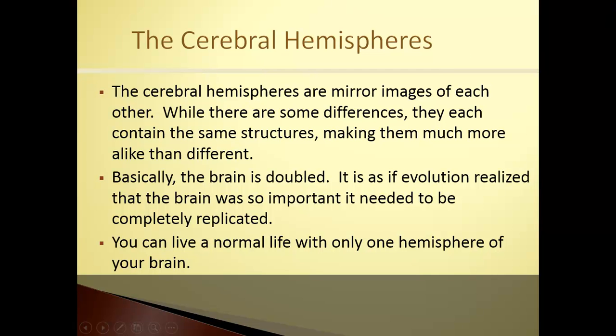A couple of things about the cerebral hemispheres: they're mirror images of each other for the most part. There are some slight differences, and we'll talk about that when we talk about things like language. Language is in the left hemisphere, but for the most part, they're mirror images of each other. It's as if nature said this organ is so important, we're going to give you two. The same way we have two eyes, we have two ears, we have two arms, we have two legs. It's so important that we need two of them.